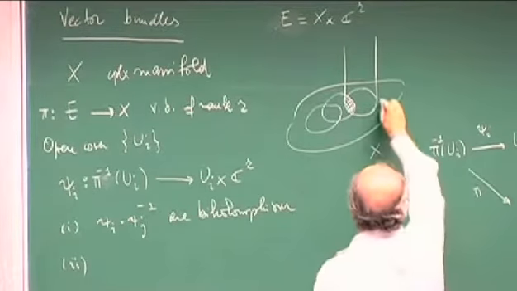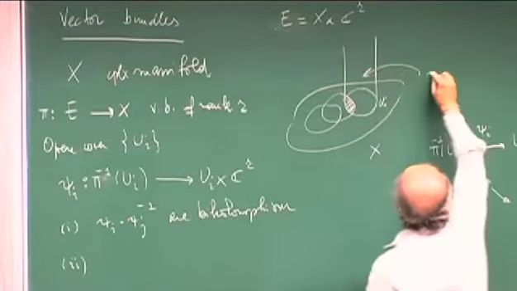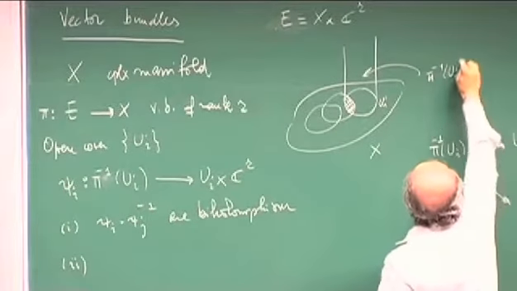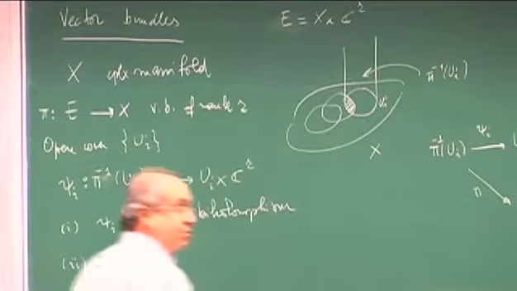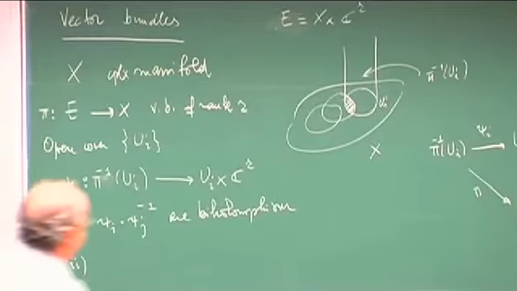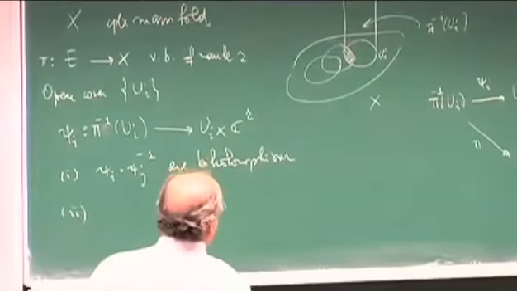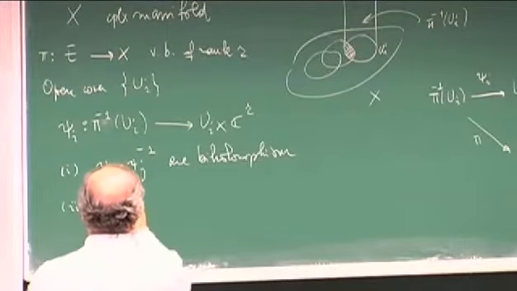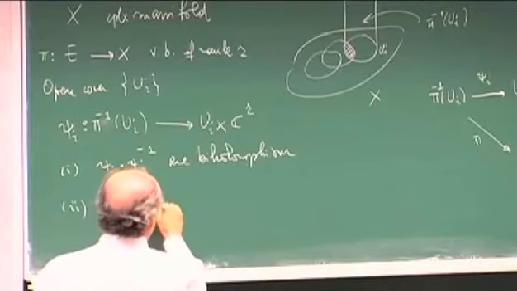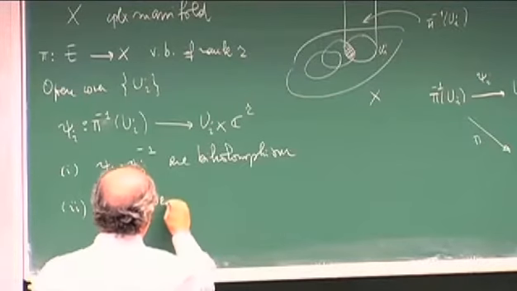So if this is U_i, I'm talking about this kind of cylinder over U_i. And then, so we want this to be true.